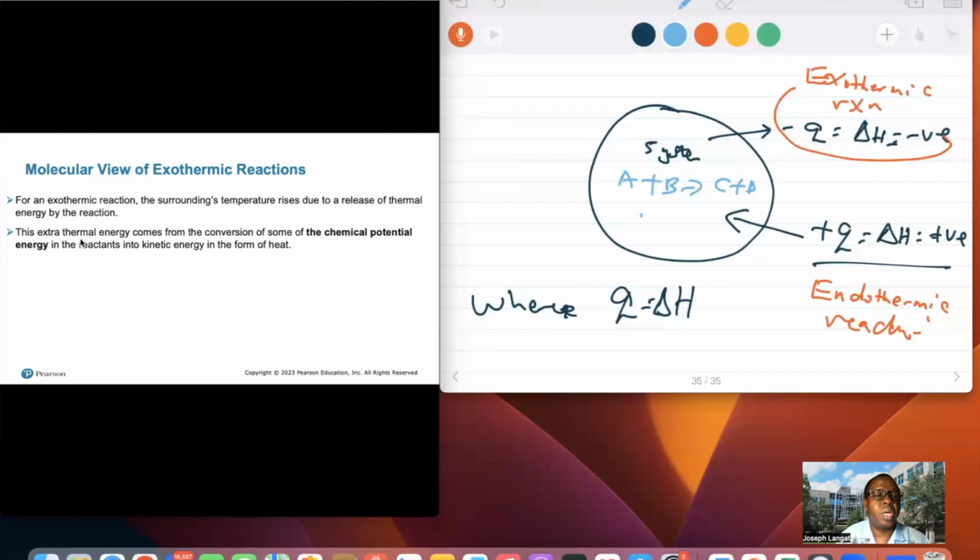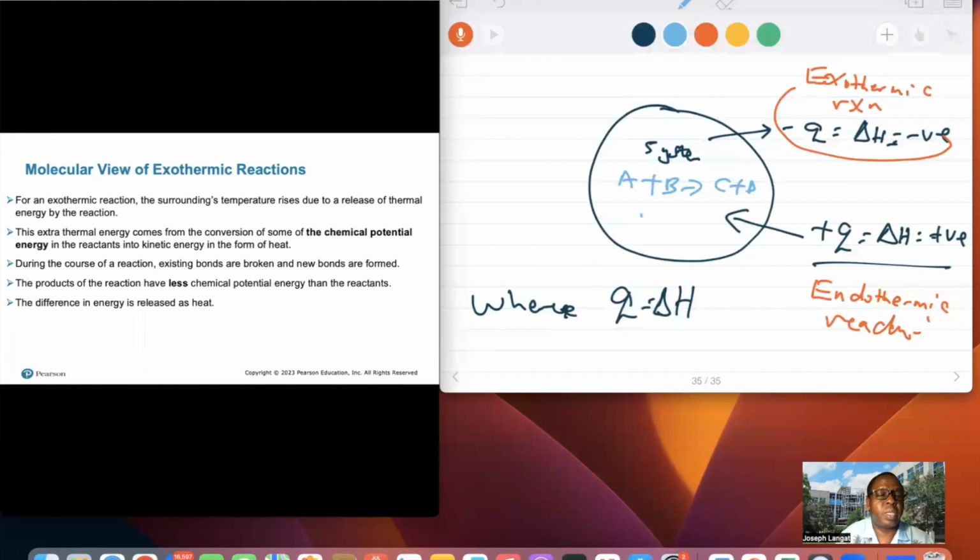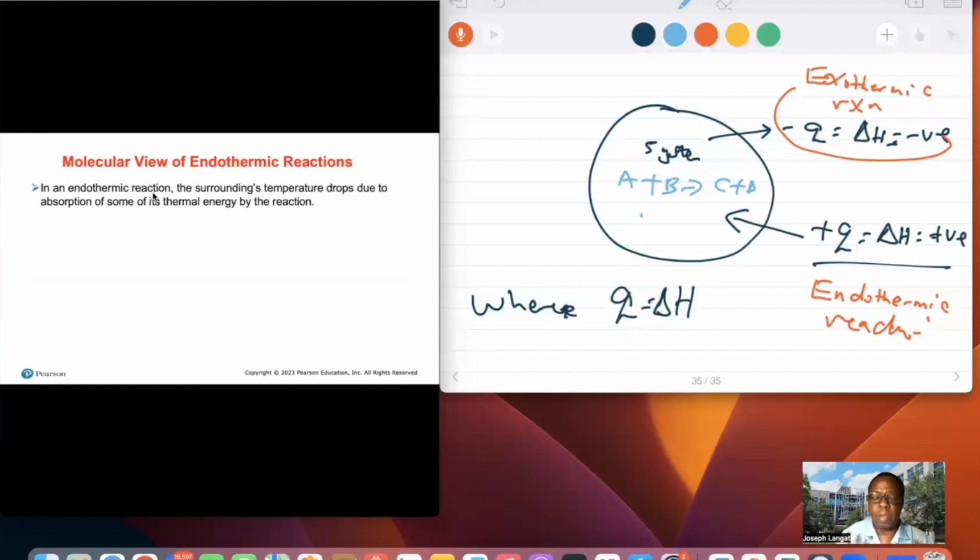The extra thermal energy comes from the conversion of some of the chemical potential energy in the reactants into kinetic energy. So old bonds are broken and new bonds are formed, and heat is produced for that. You can also look at the molecular view for endothermic. This was exothermic; for endothermic, it's the same thing.